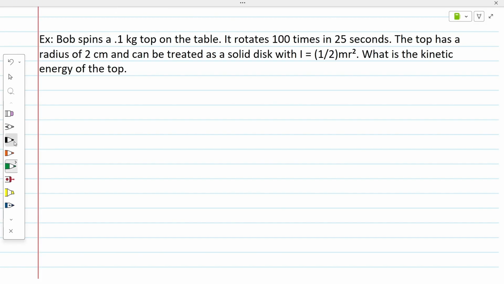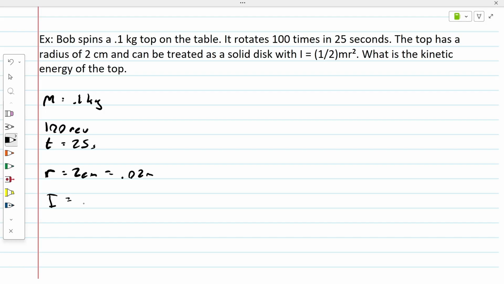Let's start how we'd always start and list out our variables. The mass is 0.1 kilograms. We have 100 revolutions for a time of 25 seconds. We have a radius of 2 centimeters, which we want in meters, so that's 0.02 meters. And we were told the rotational inertia can be described as 1/2 m r squared.